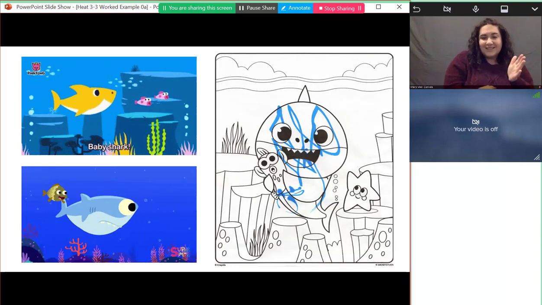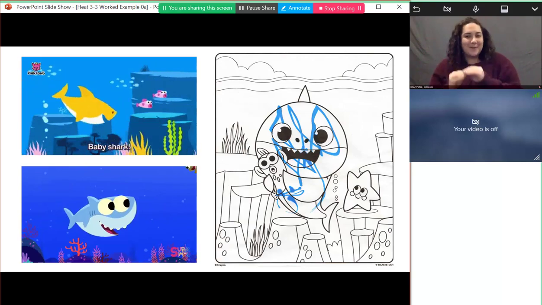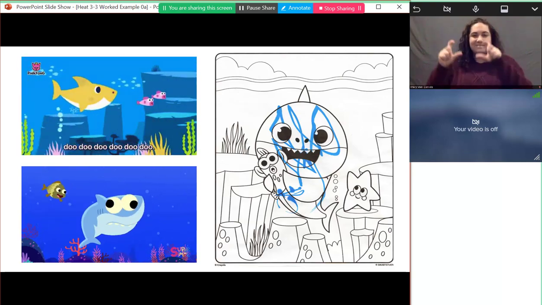This message is from Evelyn, and she really loves Baby Shark, so she colored this for us.